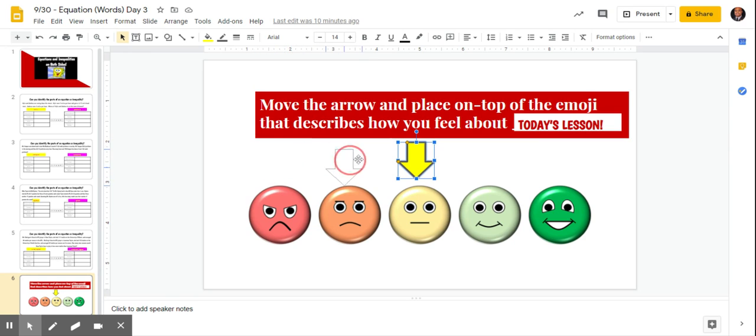It says move the arrow and place on top of the emoji that describes how you feel. Whether you are upset with today's lesson, or you are super happy, or somewhere in between. I ask though that this arrow is a reflection of how hard it was to do the assignment. Okay? So, not just if you like me or like the class.